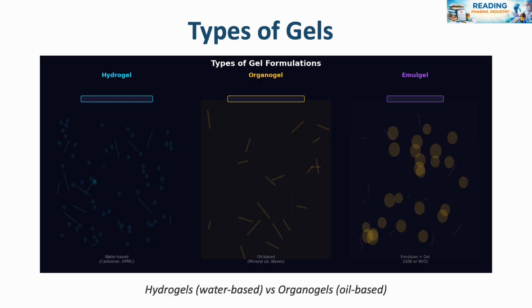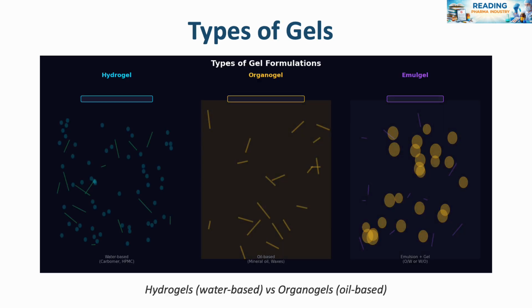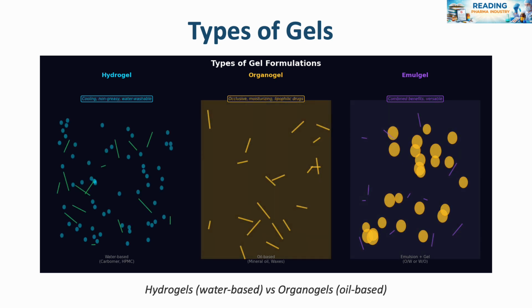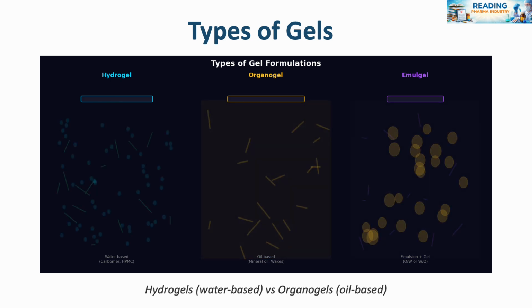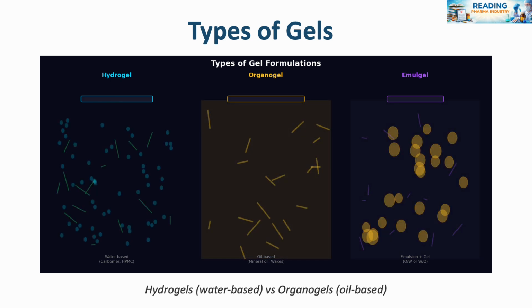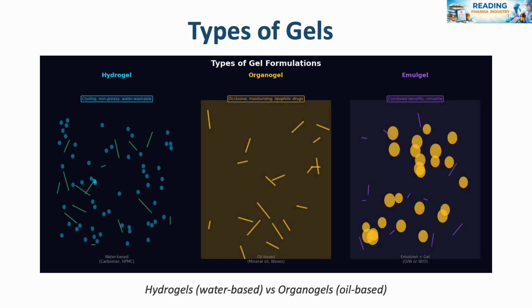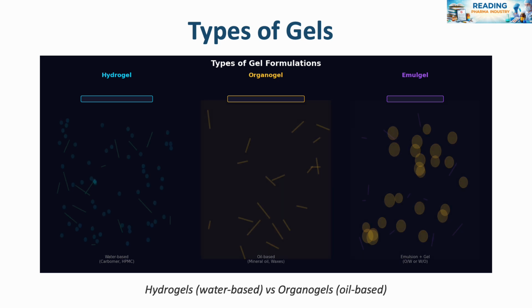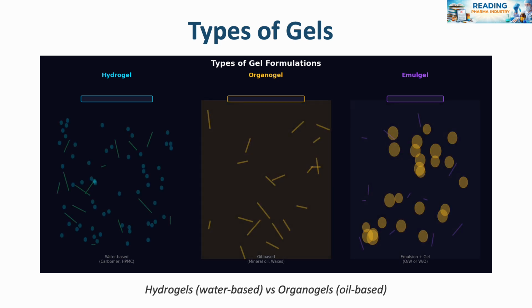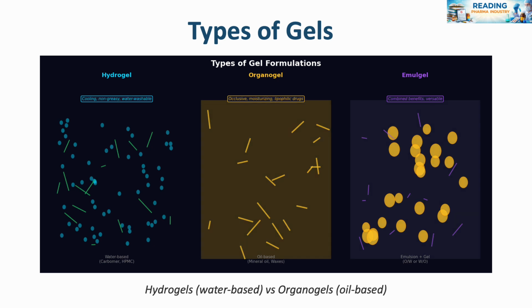There could be different types of gels. These shown here in the animation are the three common types. The hydrogel is where the continuous phase is water-based. Organogel is the type where the continuous phase is oil. And with the emulgel, you have a combination of a cream, water in oil or oil in water, combined with the gel. So the application will be different.